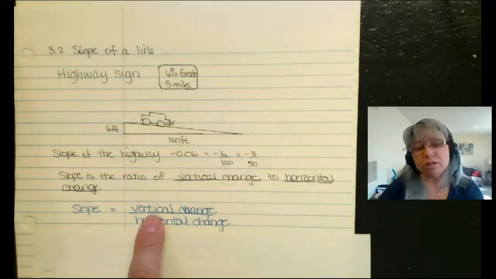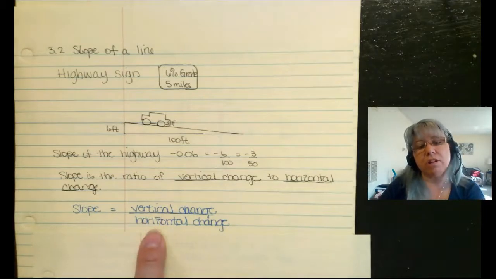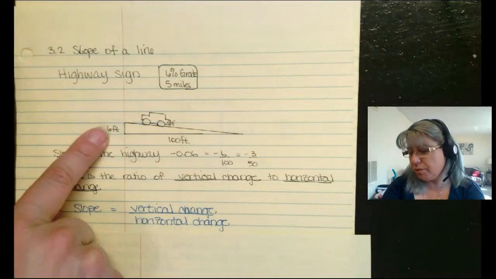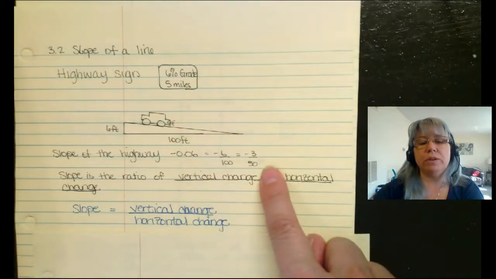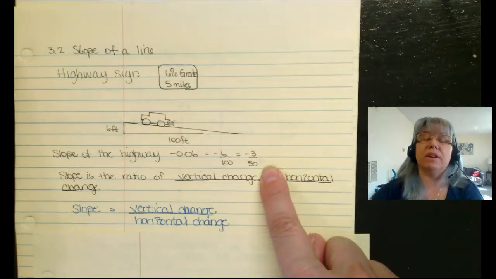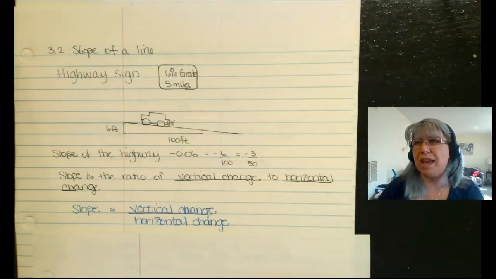We put the vertical change on top and the horizontal change on the bottom. Vertical meaning the 6 feet, horizontal meaning the 100 feet. And when we reduce it, we can also think of it as we descend 3 feet for every 50 feet we drive. Why would that be important?